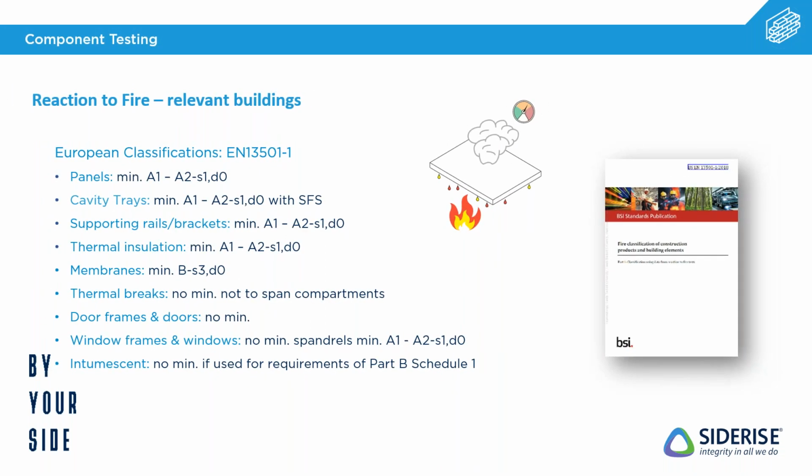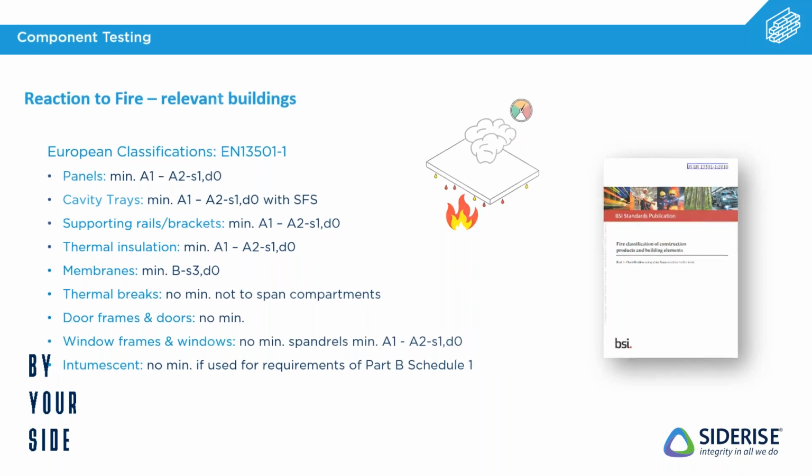Whereas if it's a relevant building, the cavity tray with an SFS does then become an A1 or A2 S1D0. But also things like the membranes, which before didn't have a minimum, and whilst they don't need to be A1 or A2 S1D0, these do still, as you can see, have minimums such as Class B S3D0. So it's just important to be aware of some of those minimums, even if they may not be non-combustible or limited combustibility.